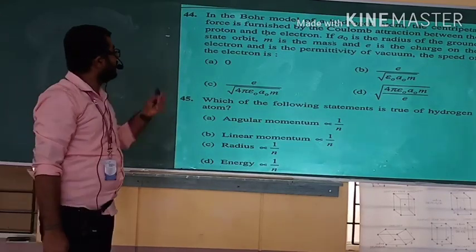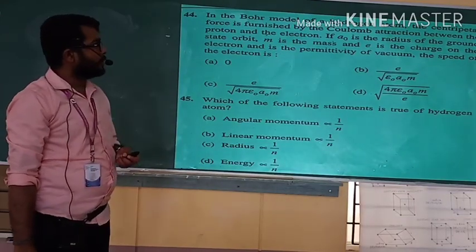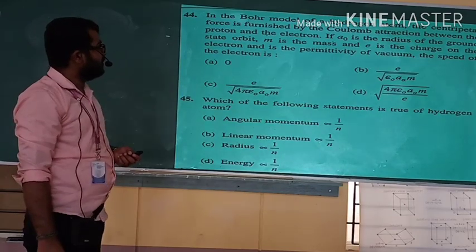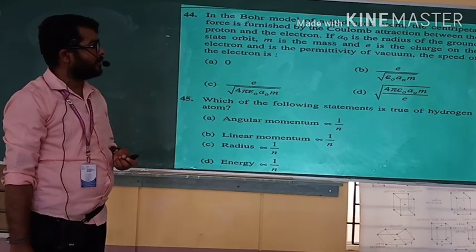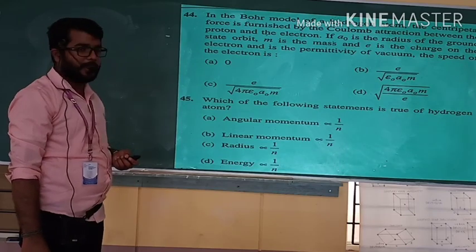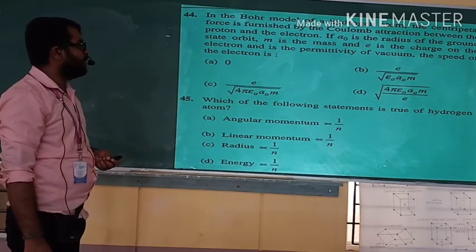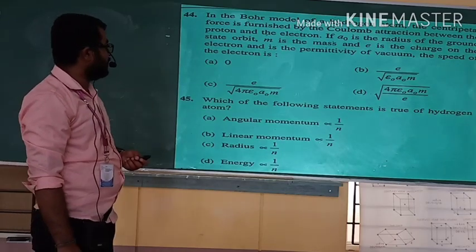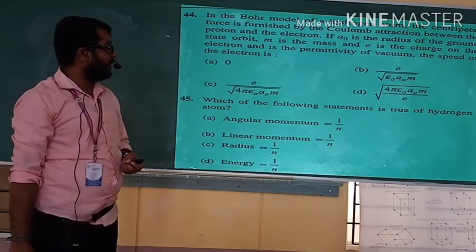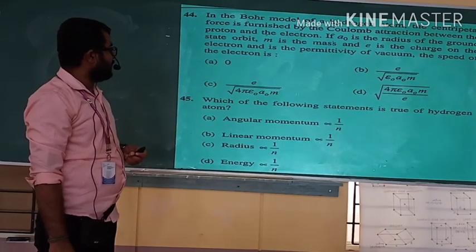First problem: in the Bohr model of the hydrogen atom, the centripetal force is furnished by the Coulomb attraction between the proton and the electron. If A0 is the radius of the ground state orbit, m is the mass and E is the charge on the electron, and epsilon is the permittivity of the vacuum, the speed of the electron is.